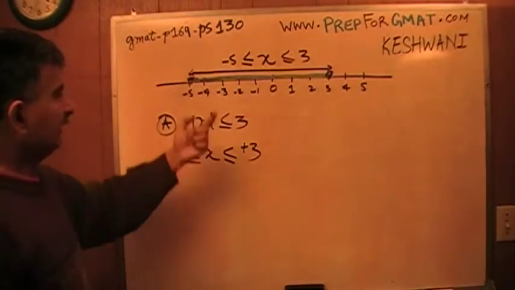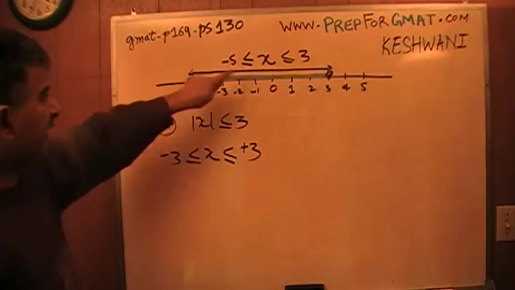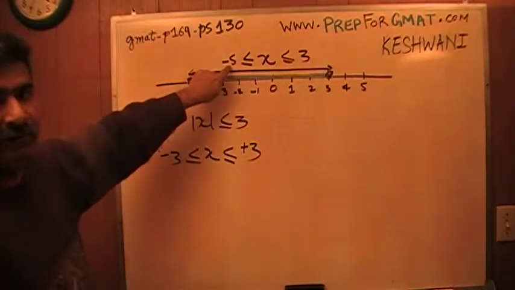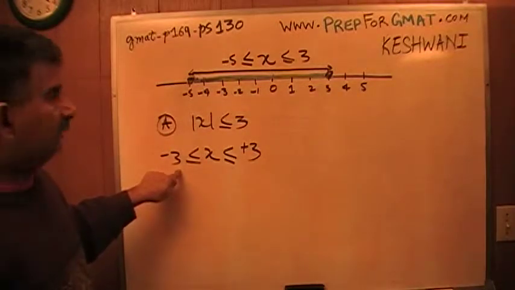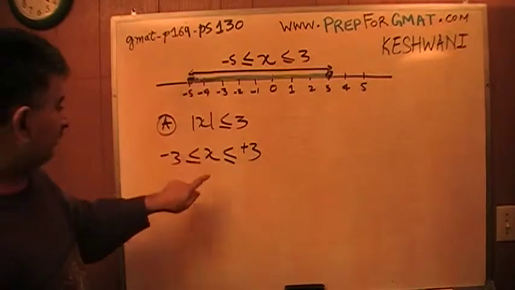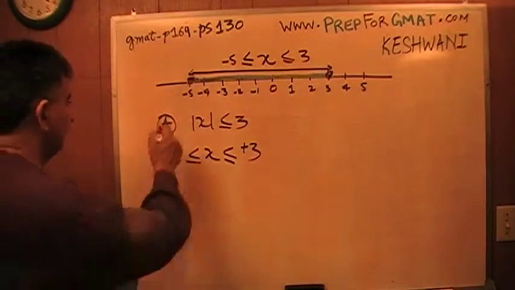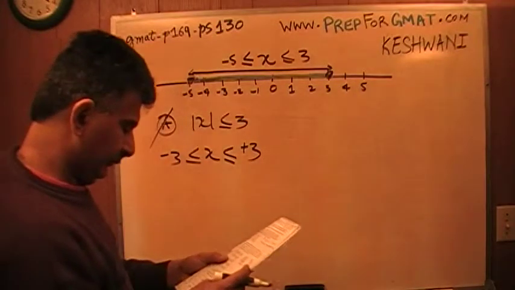Does this fit that pattern? Obviously not, because here x is allowed to be as low as -5. This only allows x to be as low as -3. This will allow -4. This does not. A is not right. Let's look at B.